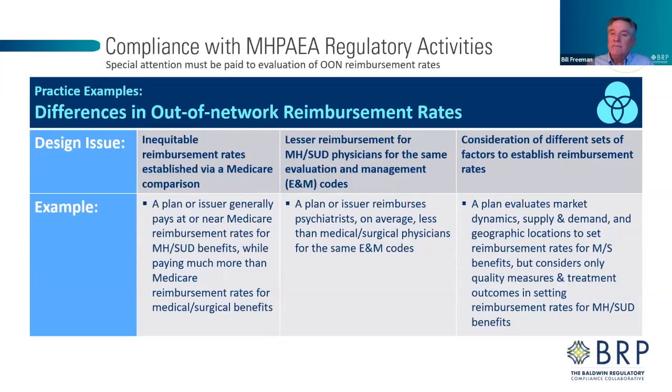Another issue is if there are different sets of factors to establish reimbursement rates. If reimbursement rates are determined by geography, supply and demand, market dynamics, those things, then you have to be careful that mental health and substance use disorder are not adversely impacted by how that evaluation is made. And again, you've got to make sure that the plan member doesn't have any barriers to receive the treatment. That can be financial or limitations on how far they have to travel and things like that.